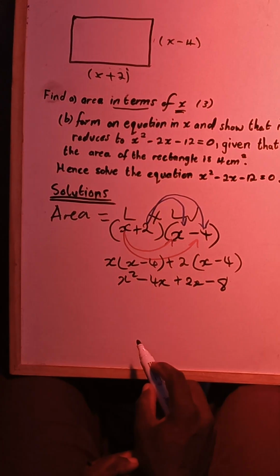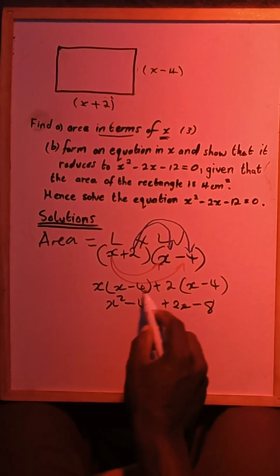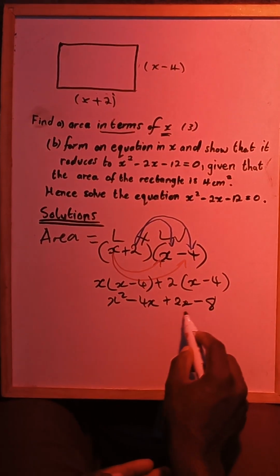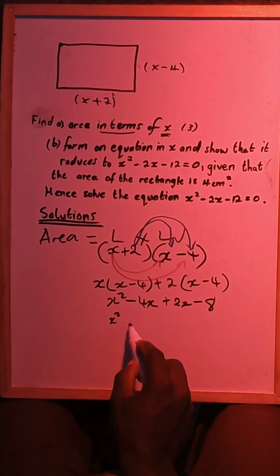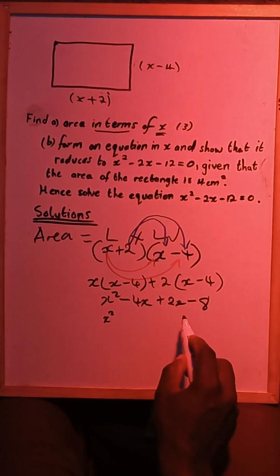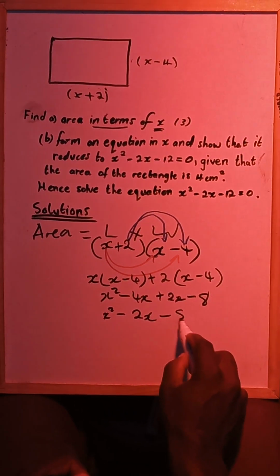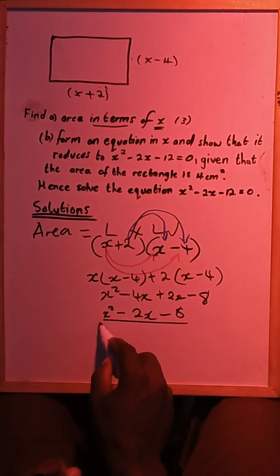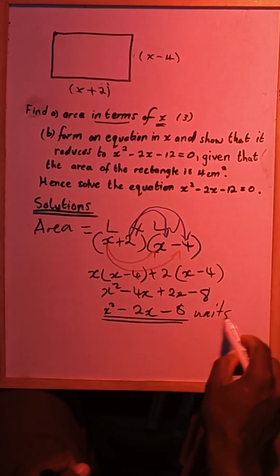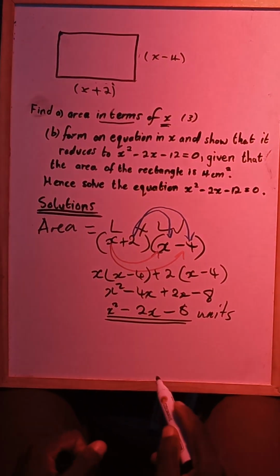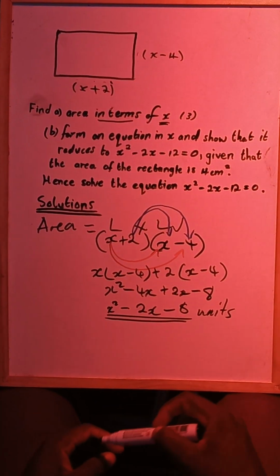Alright, now let's go down. Next step is just adding up the like terms. We have some like terms here, so let us add them. x squared remains the same, right? Minus 4x plus 2x is minus 2x, minus 8. Alright, this is the answer. And there are no units, so we just write units. So this is the first solution.